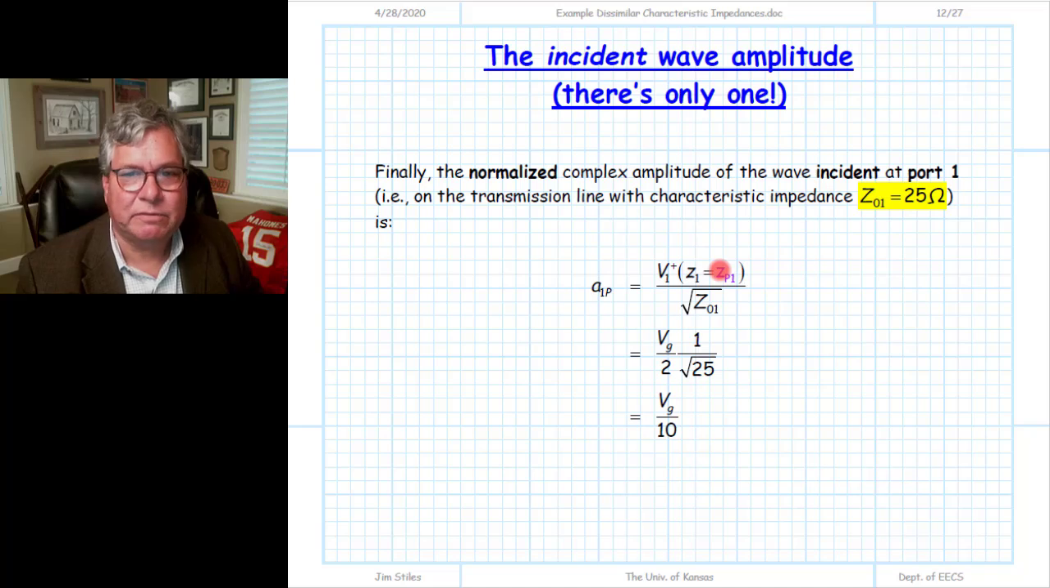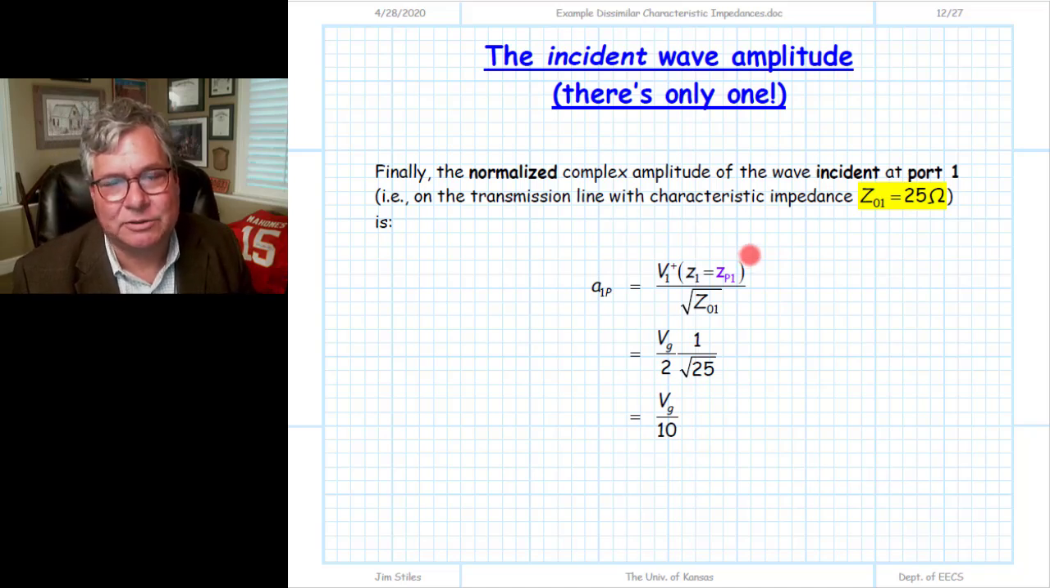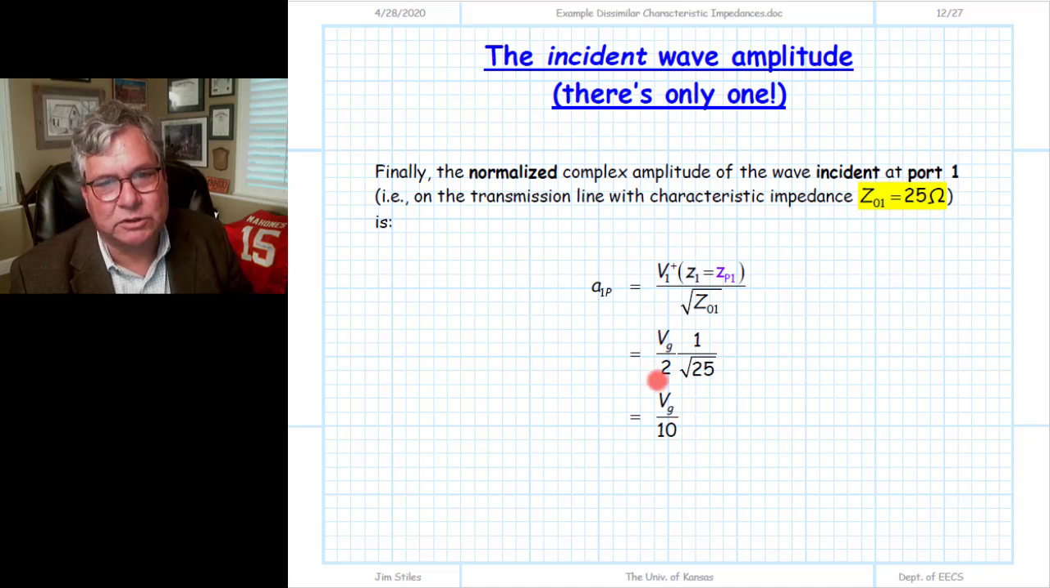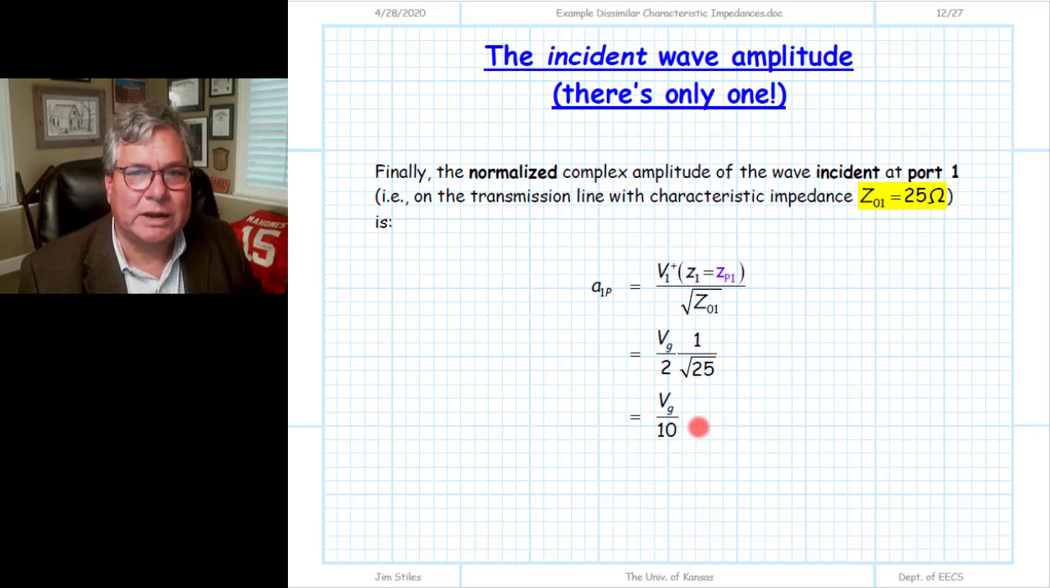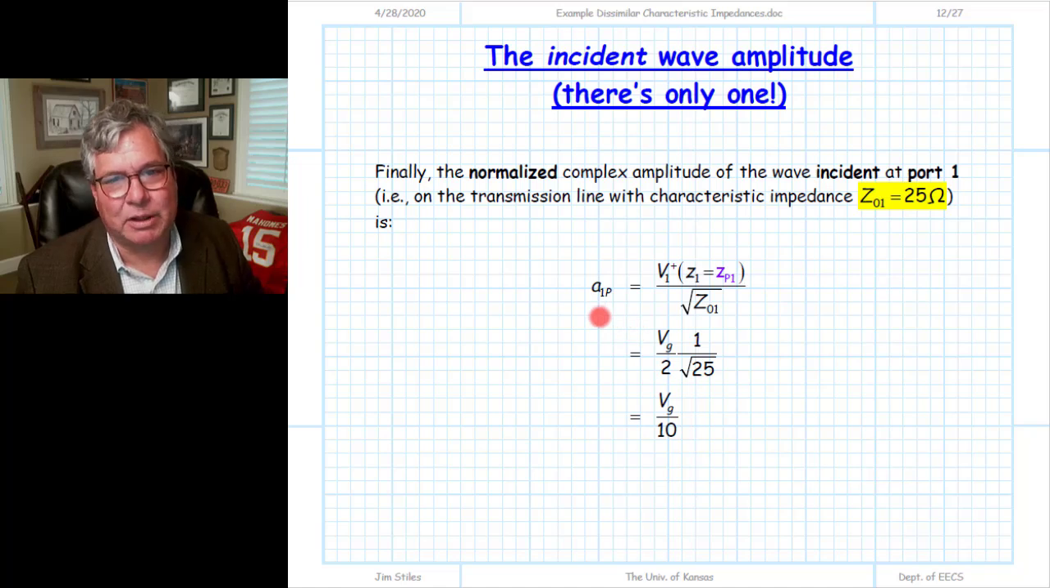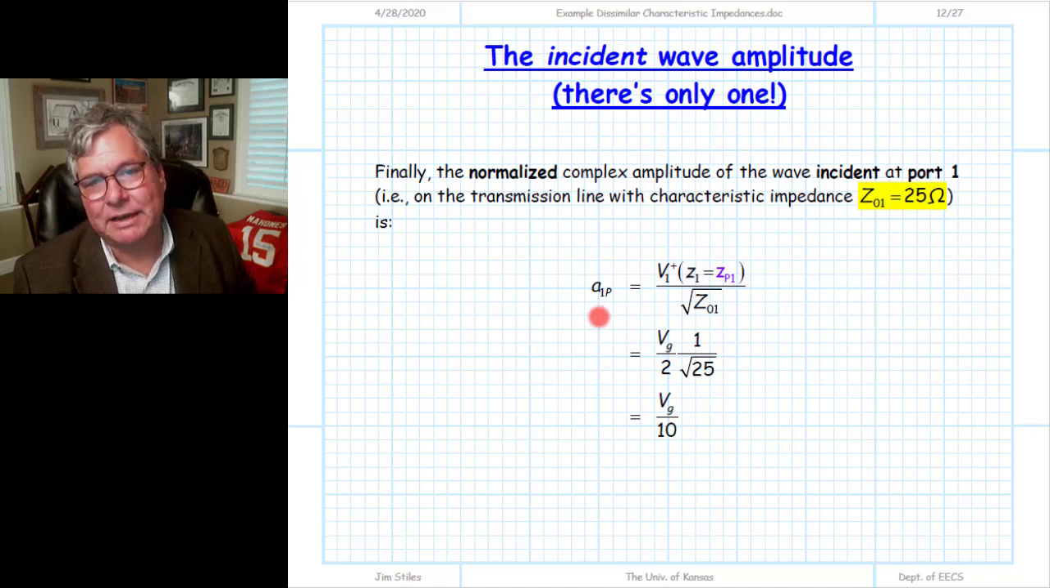So what is the plus wave voltage on the 25 ohm line at the port 1 plane? Well, we've used this answer twice already in this analysis. We know that value is VG over 2, 0.5 VG. That's because we used a matched source, matched to 25 ohms. We know this is true. We don't need to calculate, we just write it down. Then multiply by 1 over the square root of 25, and we get 1/10 VG as that normalized wave amplitude for the wave incident on port 1.